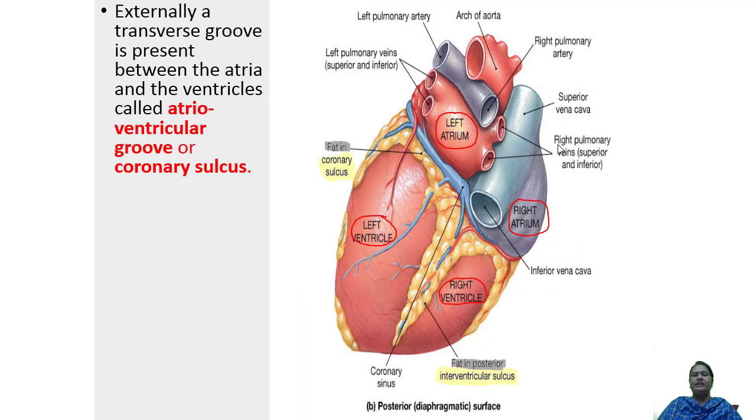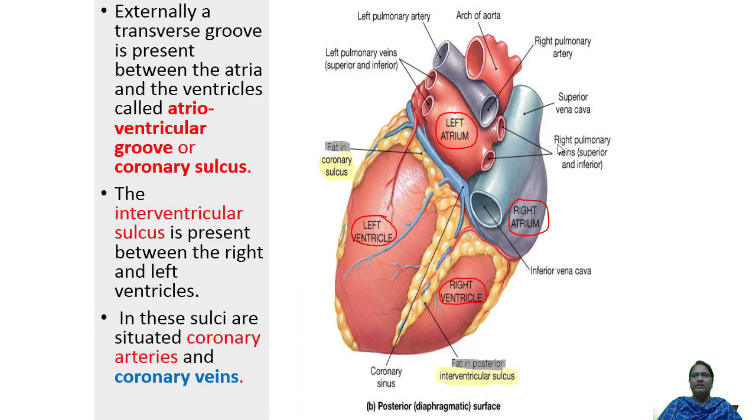Now next one, an external groove is present in between the 2 atria and the ventricles. It is called the atrioventricular groove. Okay, atrioventricular groove. A groove is present in between the atria and the ventricles. It is called the atrioventricular groove.